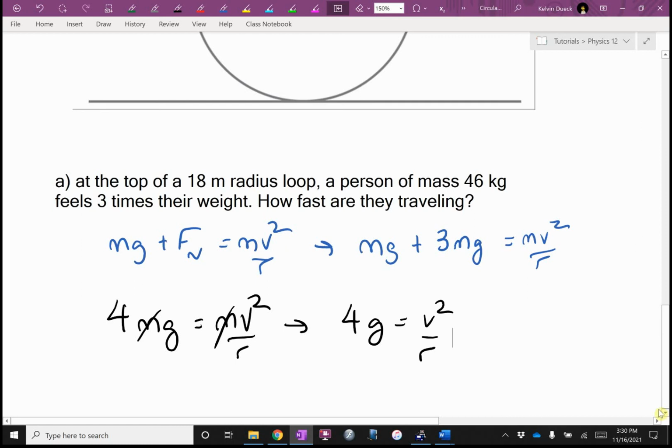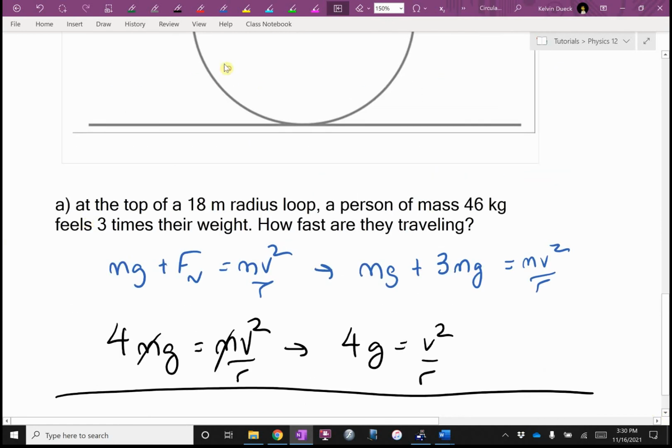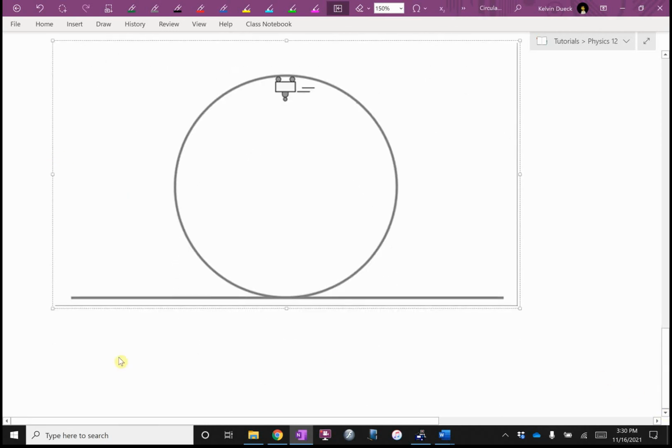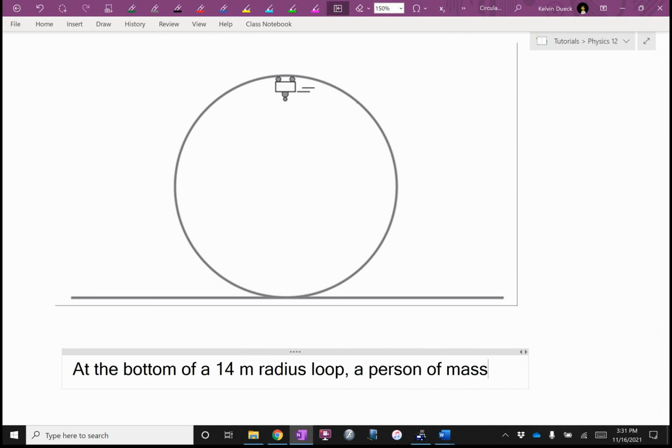Is that okay there? Now, that would be if they gave me the normal force, or I could ask you to find the normal force. So I could say, same picture. At the bottom of a 14-meter radius loop, a person of mass 62 kilograms has a speed of 21 meters per second.